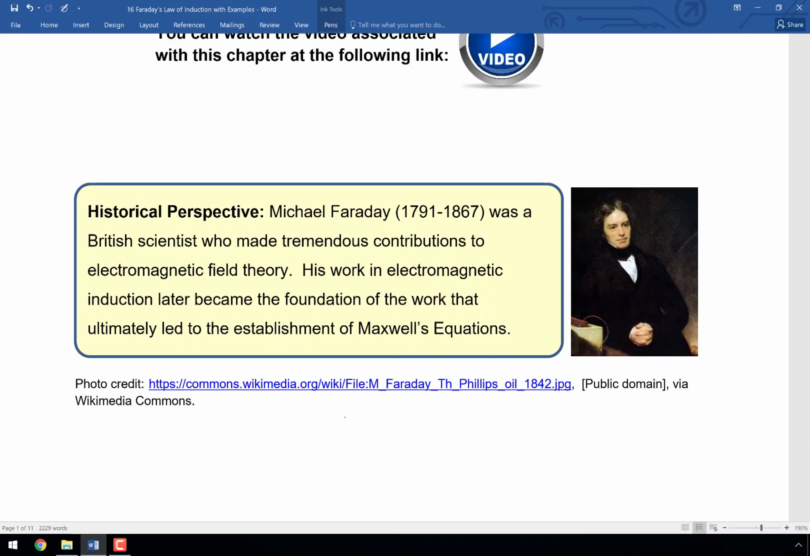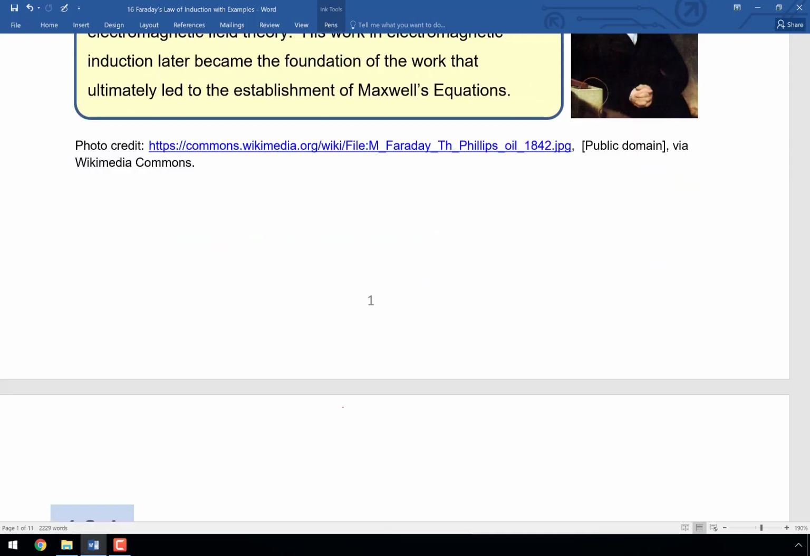So it's pretty obvious who I would choose for today's historical perspective. Michael Faraday was a British scientist who made tremendous contributions to many areas of electromagnetic field theory. You could kind of think of it as if this were volleyball, he set the ball and then Maxwell spiked it, because Michael Faraday's work really did directly lead to the work that Maxwell did, although there were 30 years in between their work. So it's important to know that it wasn't an immediate set and then spike.